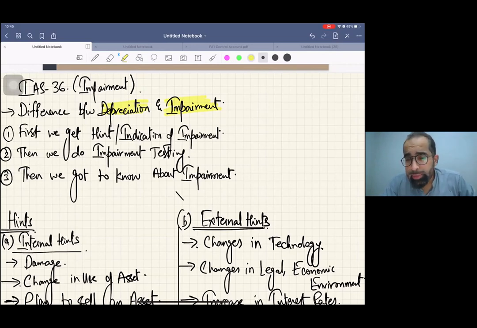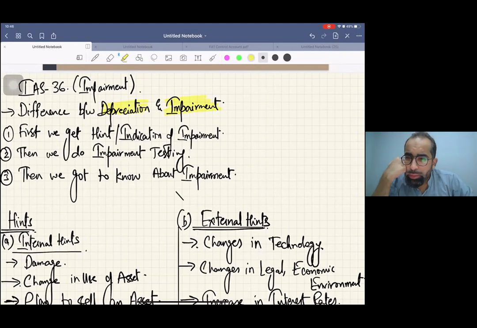And what is impairment? Impairment is basically a sudden fall in the value of a non-current asset. Now wait, let me give you an example. Let us say there is a car accident. You bought a car and the next day you had a big accident. Because of this accident, the value of the car will fall. So that's not depreciation. This is a sudden fall. This is impairment.